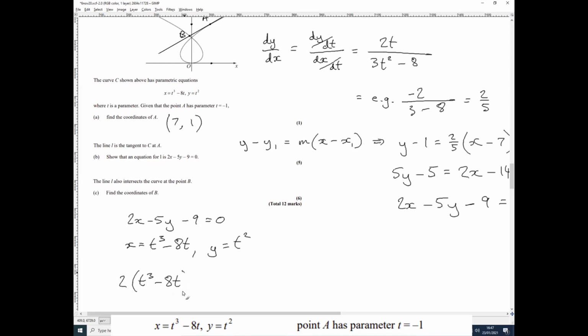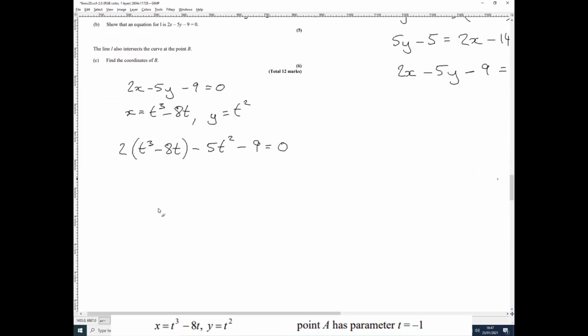2t cubed minus 8t and then minus 5t squared minus 9. So we have 2t cubed, minus 16t. Well, let's put the square term next. Minus 5t squared minus 16t minus 16 equals 0.